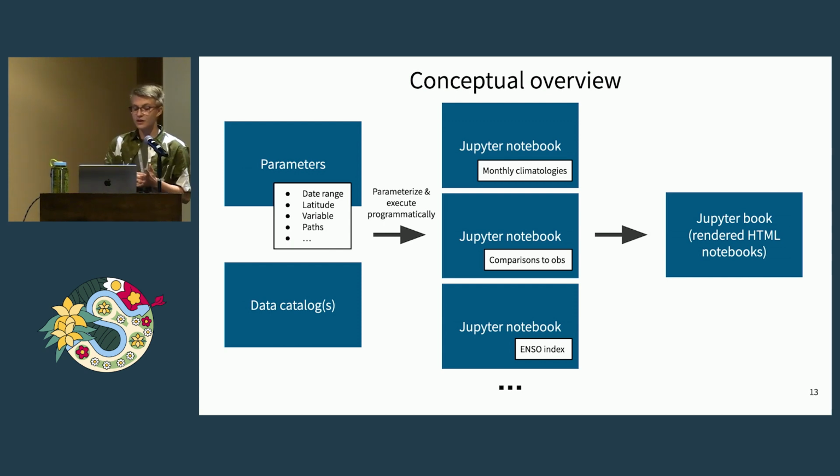So a conceptual overview of what this looks like. Like I mentioned before, you have a set of parameters. I have some examples of what that could include there, as well as a data catalog that tells you where all of the data that you're working with lives. And this tool parameterizes and executes all those notebooks programmatically. You don't have to look at the notebooks themselves. All of your config stuff gets plugged into them, they get executed, and then you run a command to build a Jupyter book. And I'll go into more detail of how this looks in practice later on, as well as a demo.